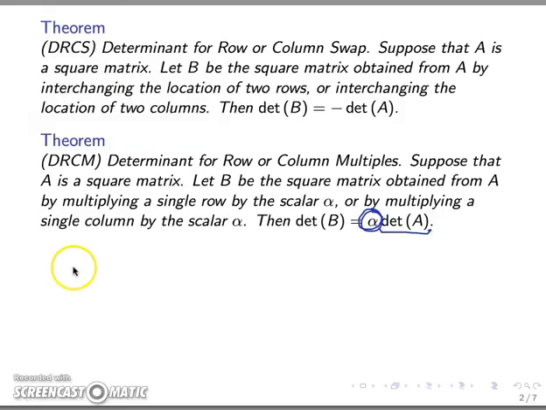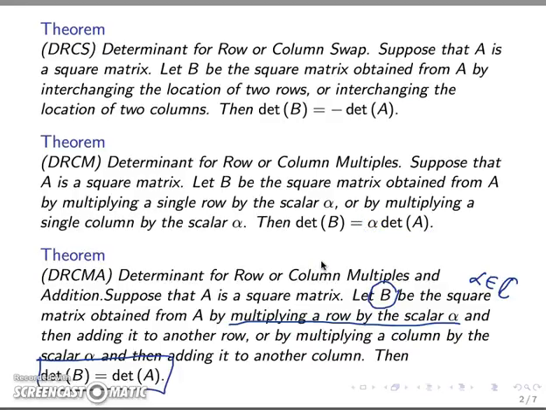The second one has to do with multiplying a row or a column by a scalar. And the last one that we learned had to do with an operation very common in RREF, and that has to do with multiplying a row or a column by a scalar and then adding that new row or new column to another row or another column. And so we're illustrating an example in which we're applying all of these things.